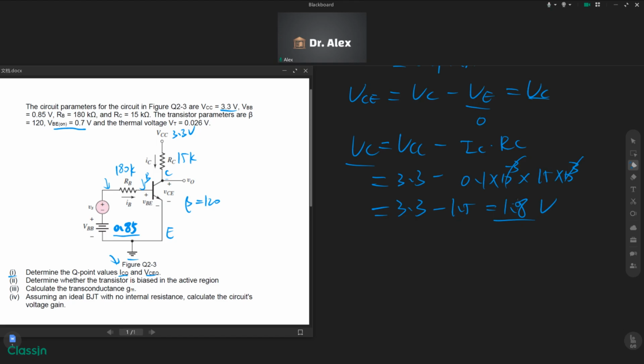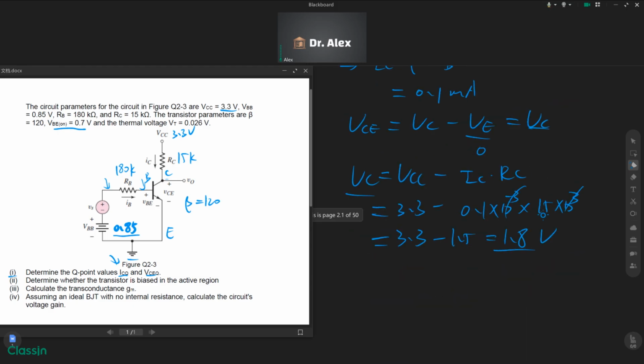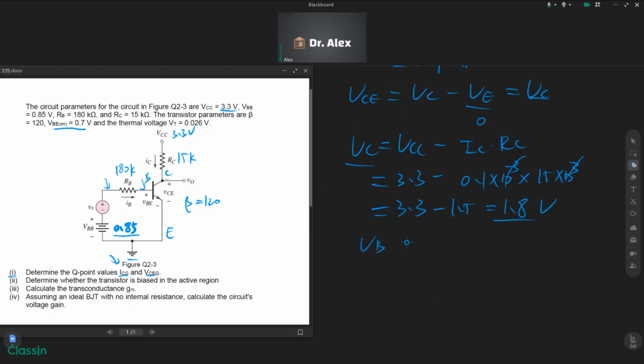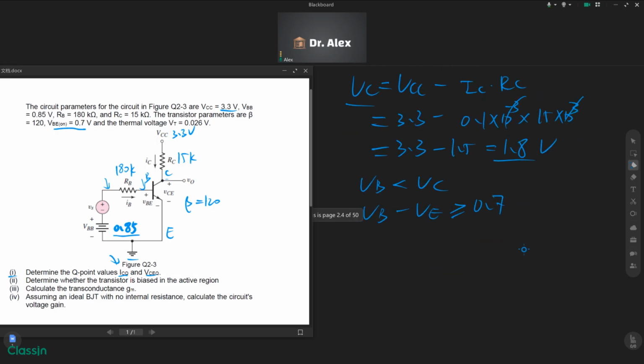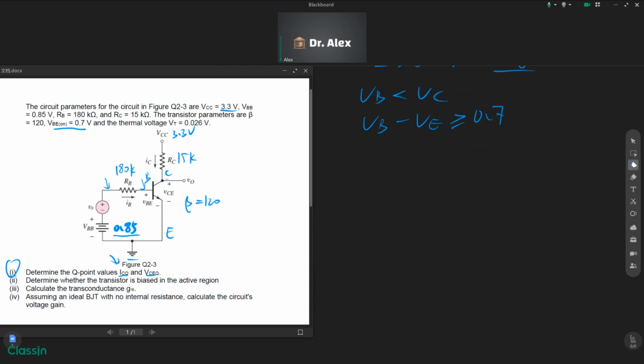Let's verify our assumption that the BJT is working in the active zone. Now VB is less than VC, and VB subtract VE is greater than or equal to 0.7. So it is working in the active zone. Our assumption is correct, so we solved the first question. Now let's move on to the second question. It is asking if our transistor is working in the active region. Of course it is, we just proved it. So question 2 is also solved.